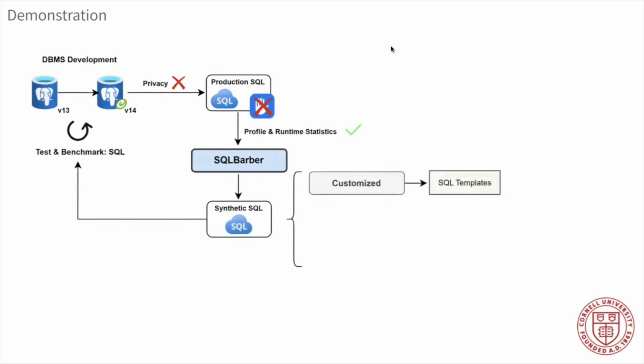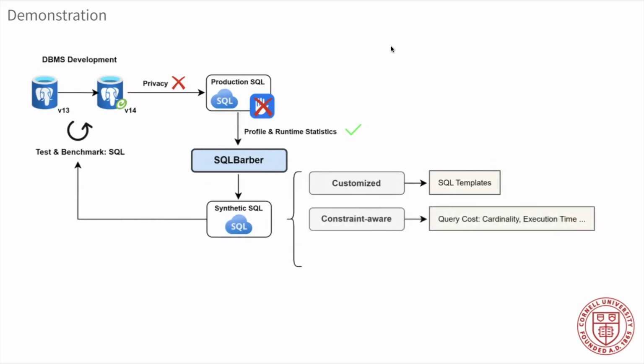Firstly, we want the queries to have customized SQL templates. We use large language models to create templates such that users can provide specifications in natural language. Secondly, we want the generation process to be constraint-aware. That is, the cost distribution should match a user-provided distribution. The cost could be cardinality or execution time and more.